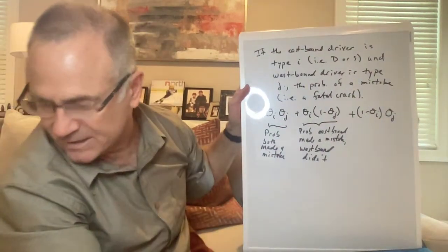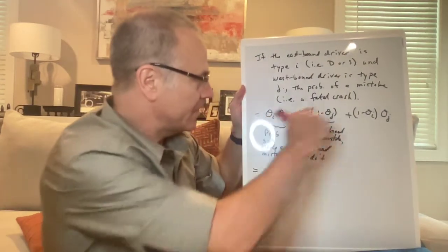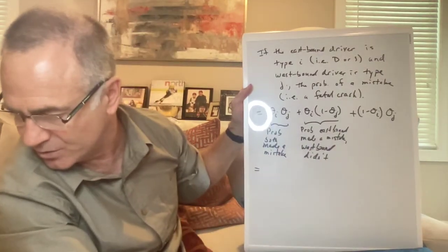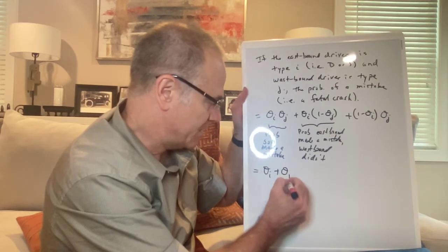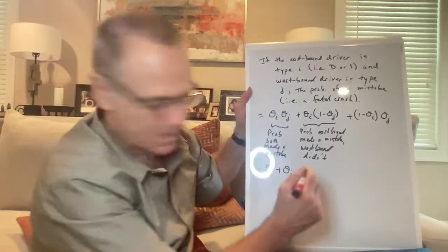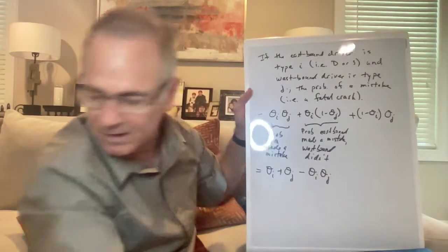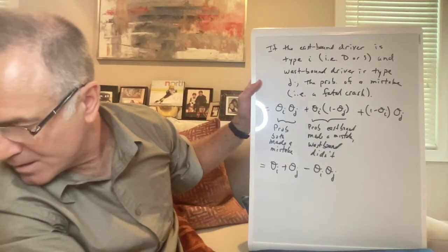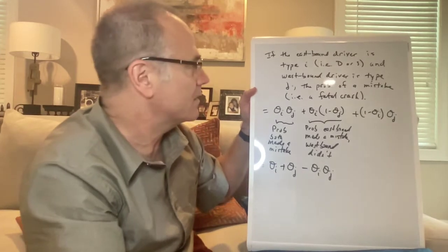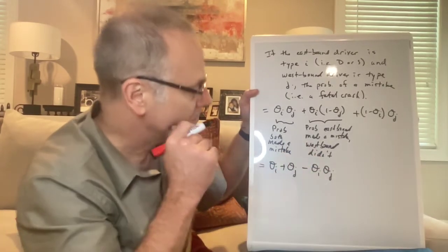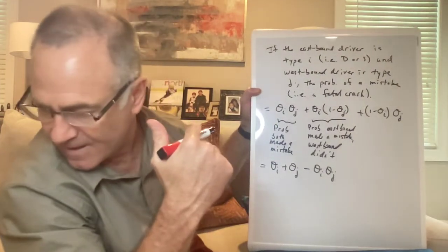Next, if you do the math on this, you can verify for yourself that this all simplifies to theta I plus theta j minus theta I theta j. All right, so that's what we get. So given the types of drivers, this is the probability of a fatal mistake.